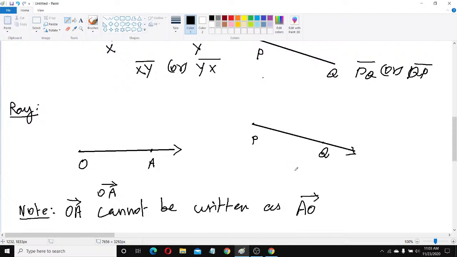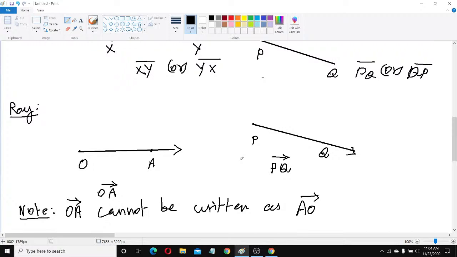How do we name this ray? First you should use the initial point of the ray. Which is the initial point? P. So first you use the initial point P. Next the point which is lying on the ray. Q is lying on the ray. So PQ ray. The above ray is denoted by PQ ray. This PQ ray cannot be written as QP ray.